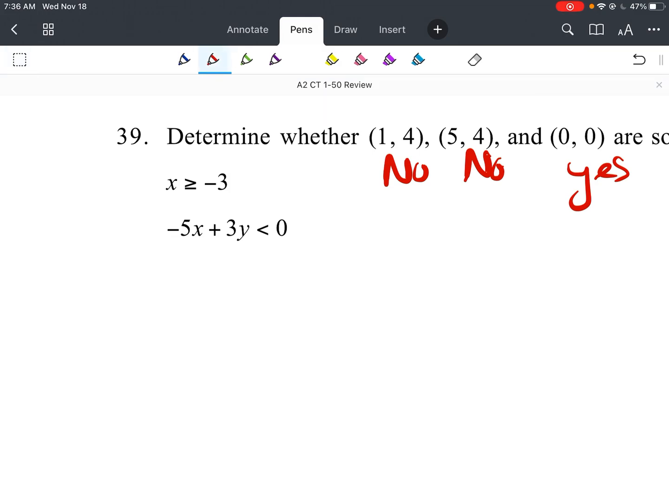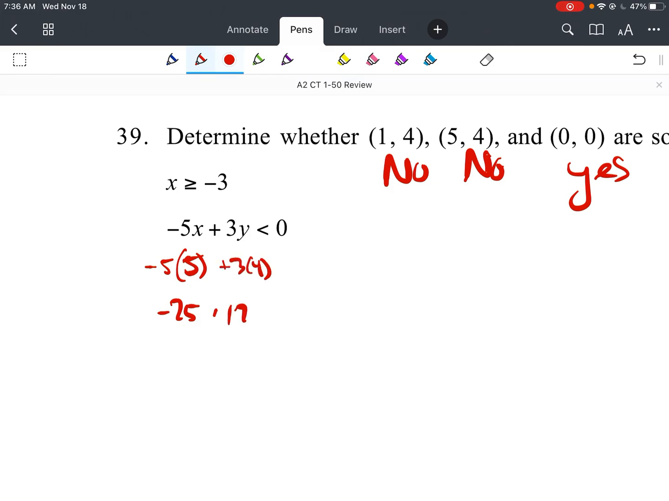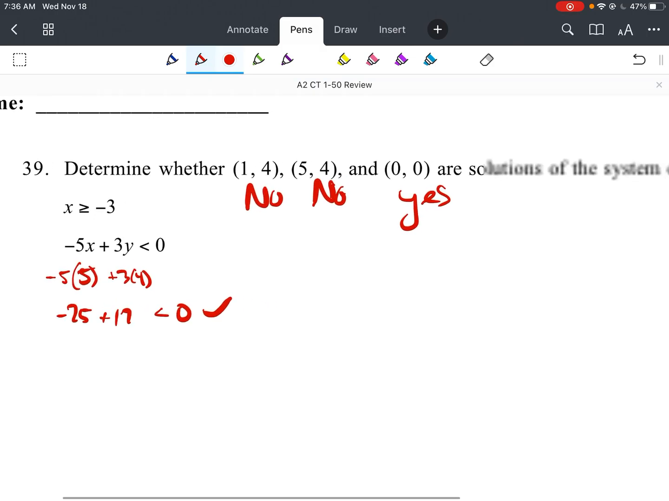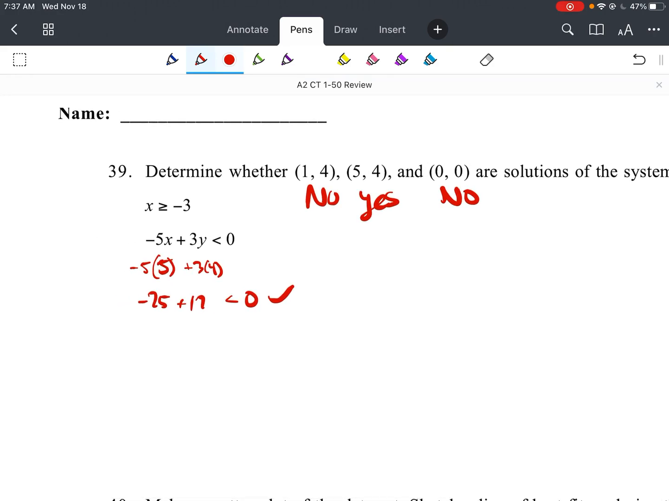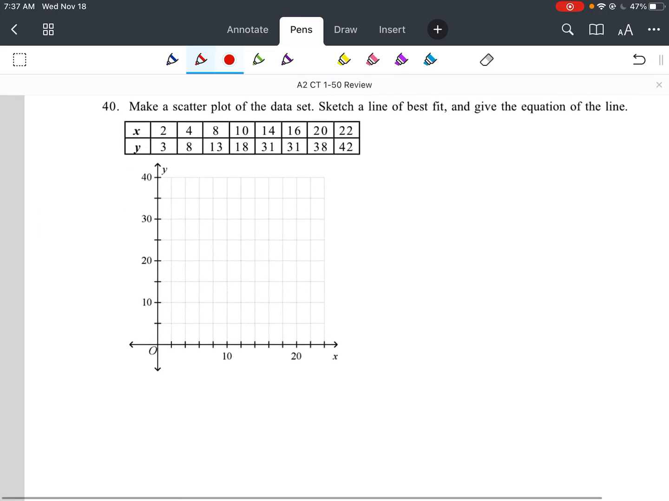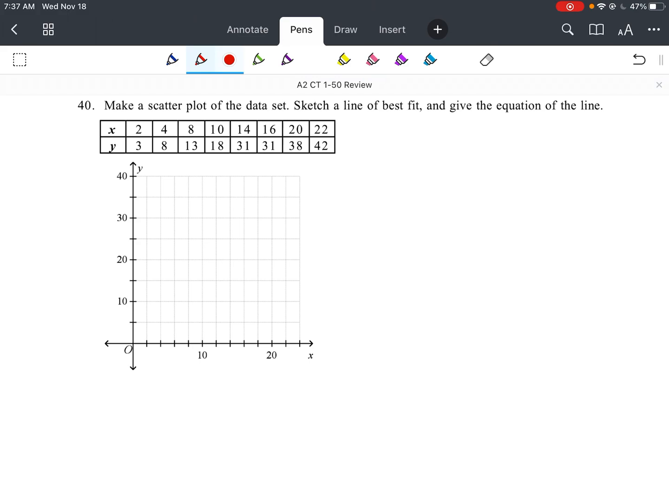Negative 1. Let's see, 5 times negative 5 is negative 25. And 3 times 4, that's 12. And that's less than 0. So that works for this one. And the x value is greater than or equal to 3. So I think they got these backwards in the answer key. So I'm going to say this is yes for this one and no for this one, because that's a no there. Let's check this other one. This is no, yeah, that's positive. So I got no, yes, no for that one. Looks like the answer key might have made a mistake, or I'm crazy.